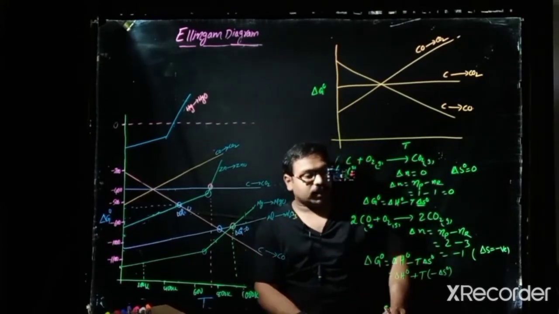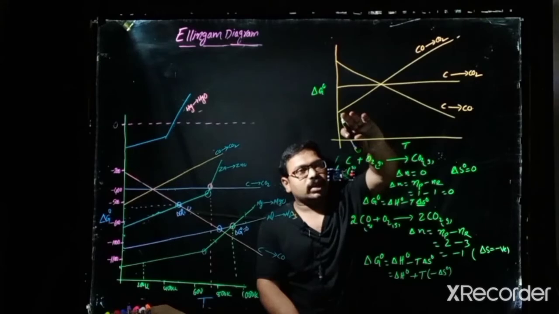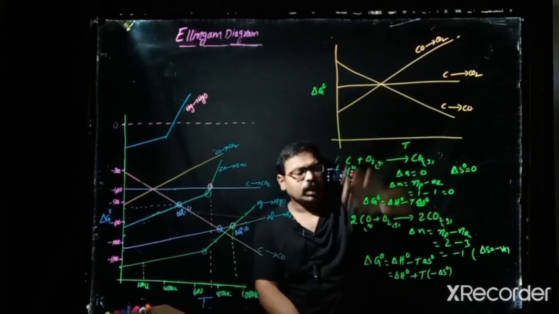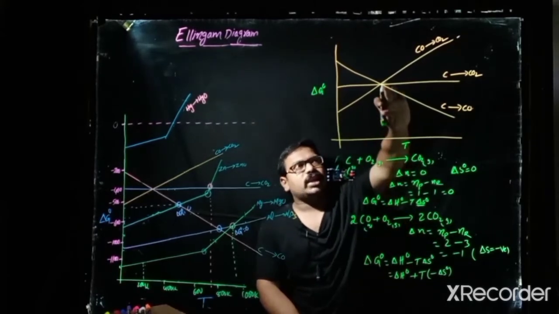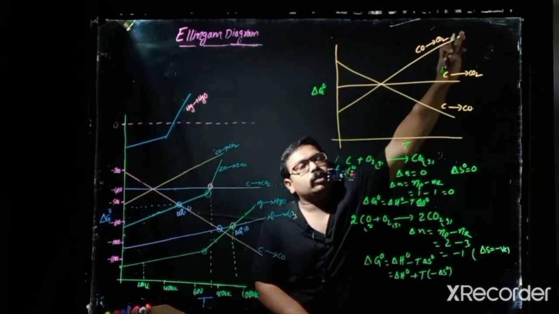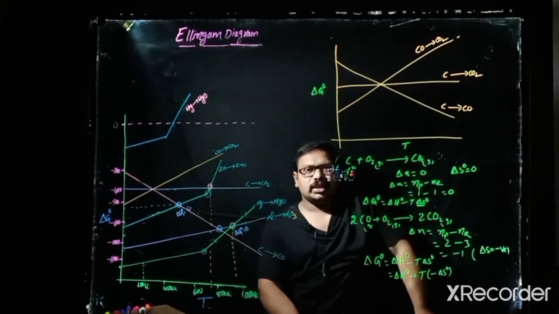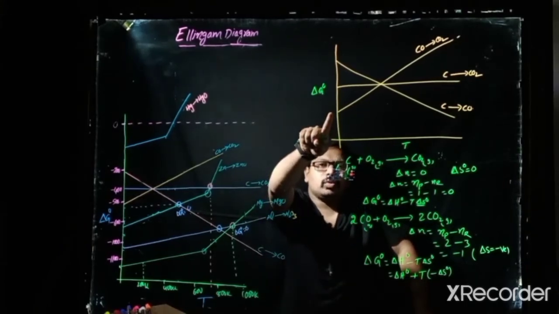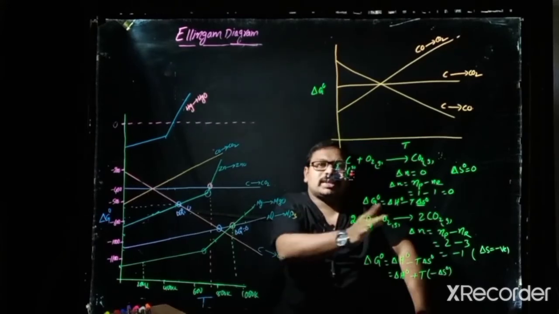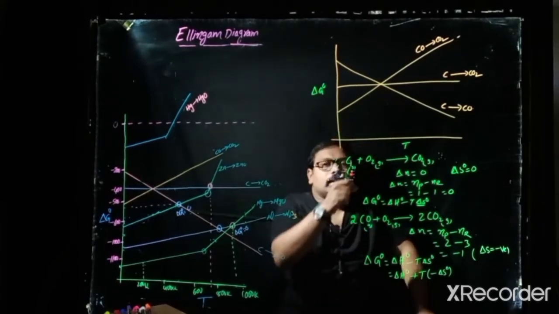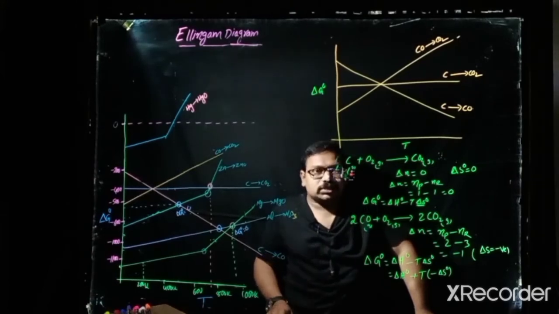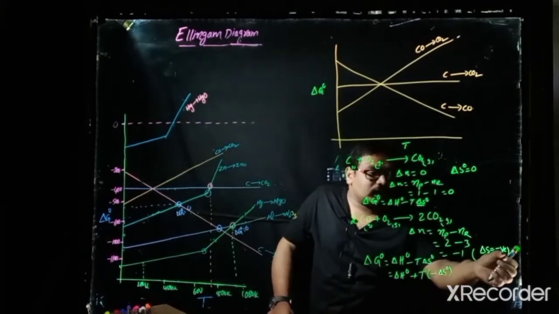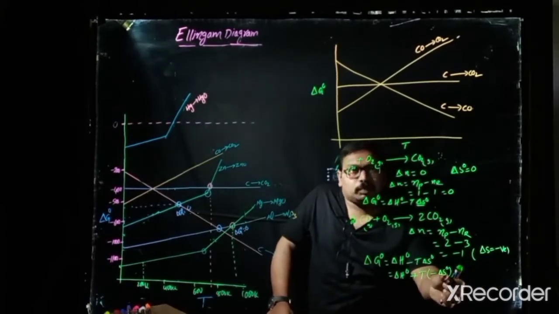If you observe these curves, at low temperature the standard Gibbs free energy will be on the negative side. Whenever the temperature is increasing, the standard Gibbs free energy goes in the positive direction. So at low temperature it is more delta G naught negative, and when the temperature increases, it is less delta G naught negative. Why? Because the change in entropy value will be negative, so minus into minus gives a positive term.